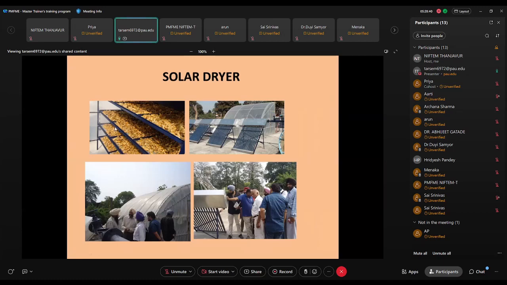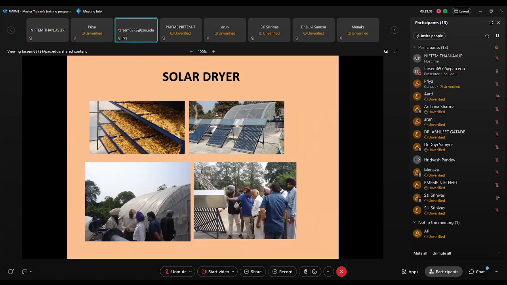And these dryers have a good capacity. That means in one batch, we can load about 5 to 10 quintals of turmeric. So it's not simply a domestic solar dryer, it's a commercial dryer which uses solar energy, and it has a good capacity also.